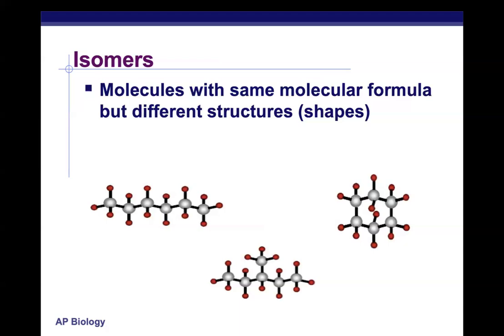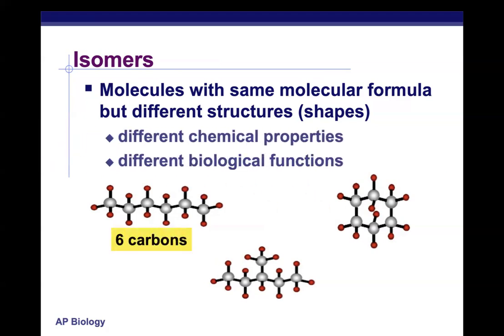Hydrocarbons can also form isomers, which are molecules that have the same molecular formula, so they have the same number of the same type of atoms, but different structures or shapes. So, for example, below, each of these have six carbons and 14 hydrogens. They are all the same molecule, right? They have six carbons, 14 hydrogens, but they're different isomers.